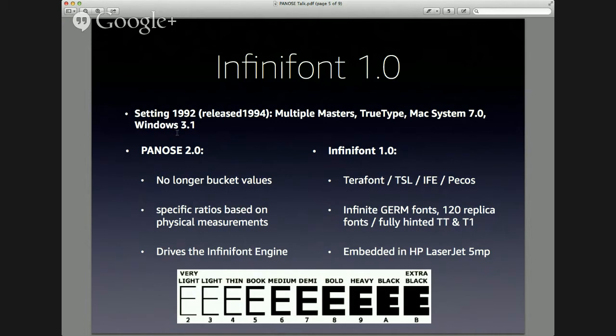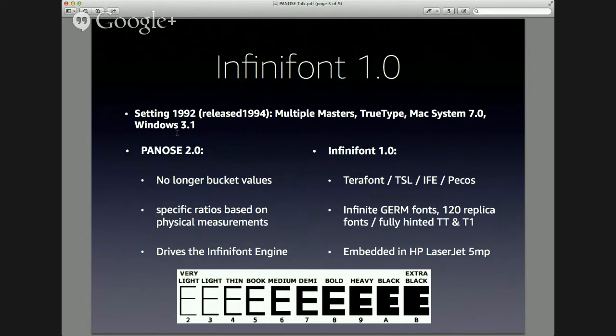And so we took that PANOSE 2 specification and built this whole font development environment. The program was called the Terafont, which was interesting because no one had started to use the word terabyte yet. I mean, terabyte was still way out in the future somewhere, and my business partner Clyde McQueen said, you know, this is like a billion, this is like a terafont. And it just stuck.